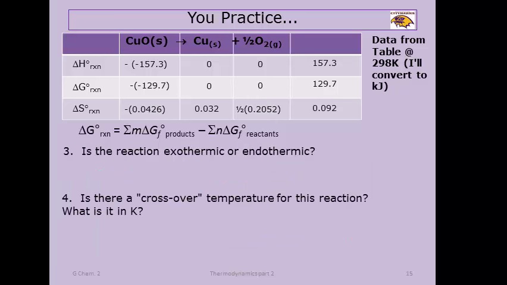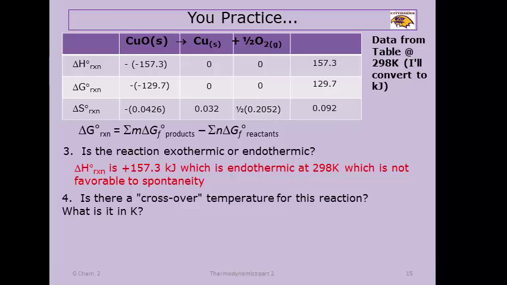Question 3, is the reaction exothermic or endothermic? Well, you look at your free energy or your heat of reaction, and that's positive, so it's actually endothermic. Okay, and that is not favorable to spontaneity, by the way. So now, is there a crossover temperature for this reaction, and what is it in K? Well, let's evaluate if there's a crossover temperature. First off, I have a heat of reaction that's not favorable, but I do have an entropy that is favorable, so I know that if I take my term entropy times temperature, it will increase this. So yeah, there must be a crossover temperature.